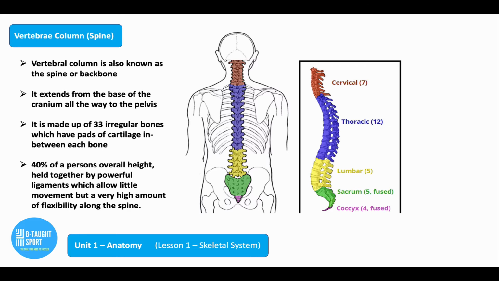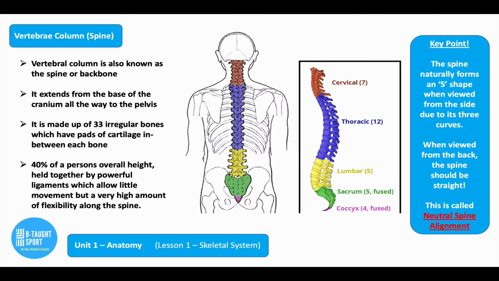Now, the 5 different parts of the vertebrae column start at the top, so cervical, thoracic, lumbar, sacrum, coccyx, and what you'll identify is the actual type of bone, the irregular, have pads of cartilage in between each one of the bones to ensure flexibility. Now, the key point here about your vertebrae column is it needs to have a neutral spine alignment. This basically means when your posture is very, very good.